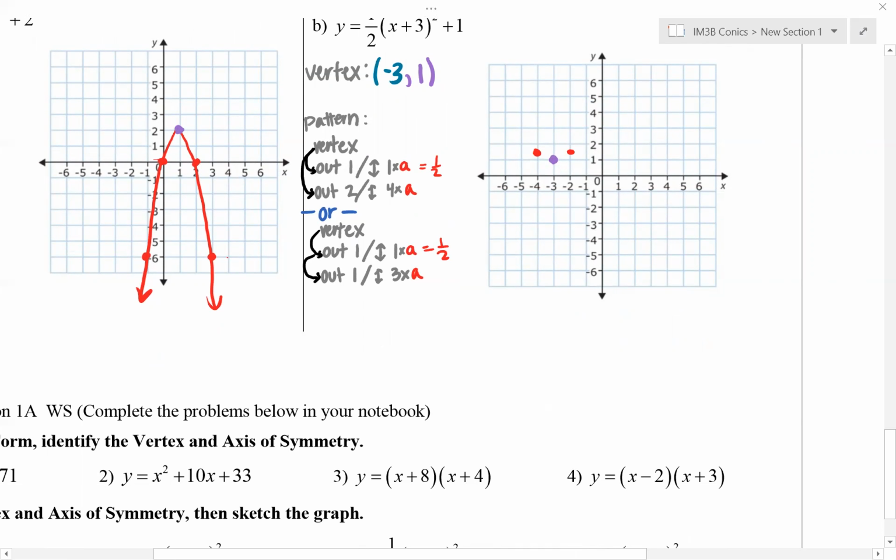Then depending on our method, if we go back to the vertex, that means we're going to go out 2, and 1/2 of 4 is 2. So we're going to go up 2, so we'd be there. Or if we're using the other method, we're building, and 1/2 of 3 is 1.5. So we'd be going out 1 and then up 1.5 from those points, which gives us that wider parabola.